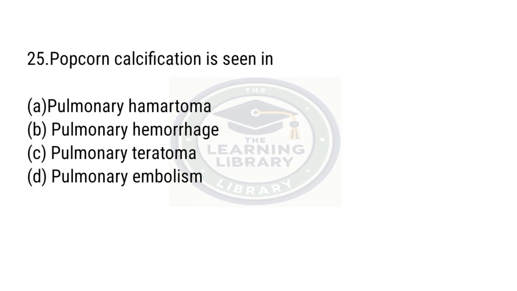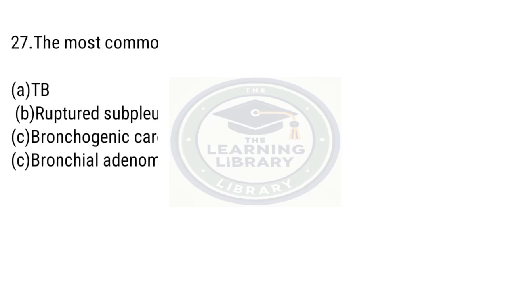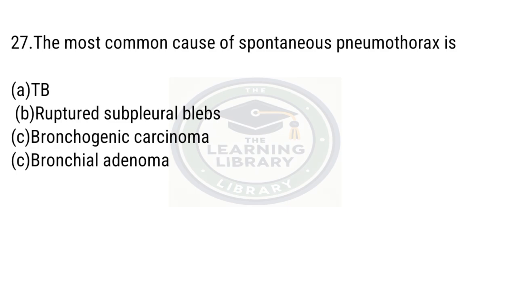Question number 25. Popcorn calcification is seen in. The right answer is option A, pulmonary hamartoma. Question number 26. Cause of homogeneous opacity on a chest X-ray is all except. The right answer is option D, emphysema. Question number 27. The most common cause of spontaneous pneumothorax is. The right answer is option B, ruptured subpleural blebs.